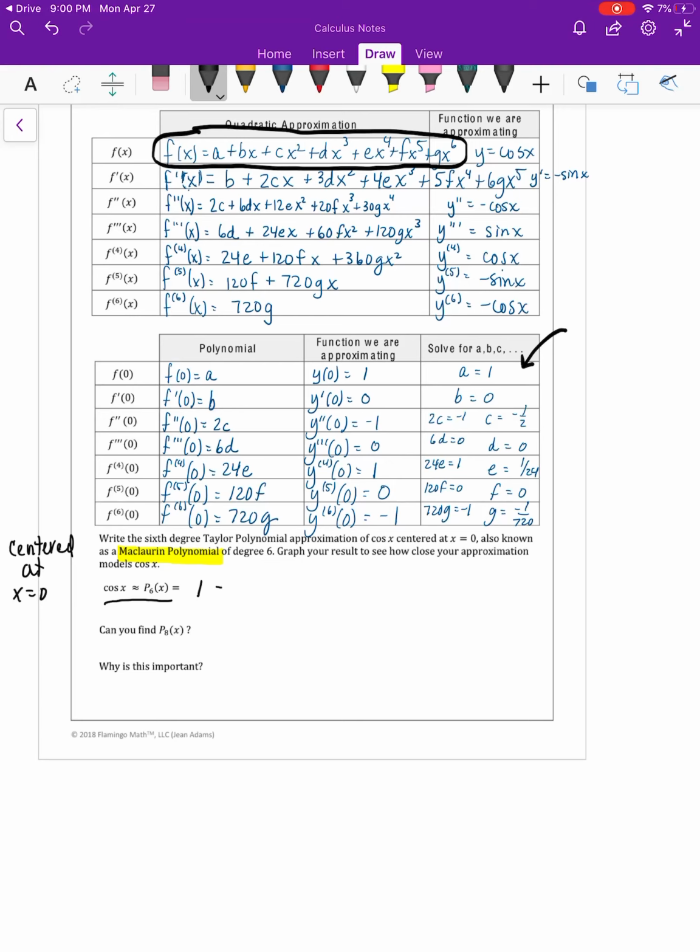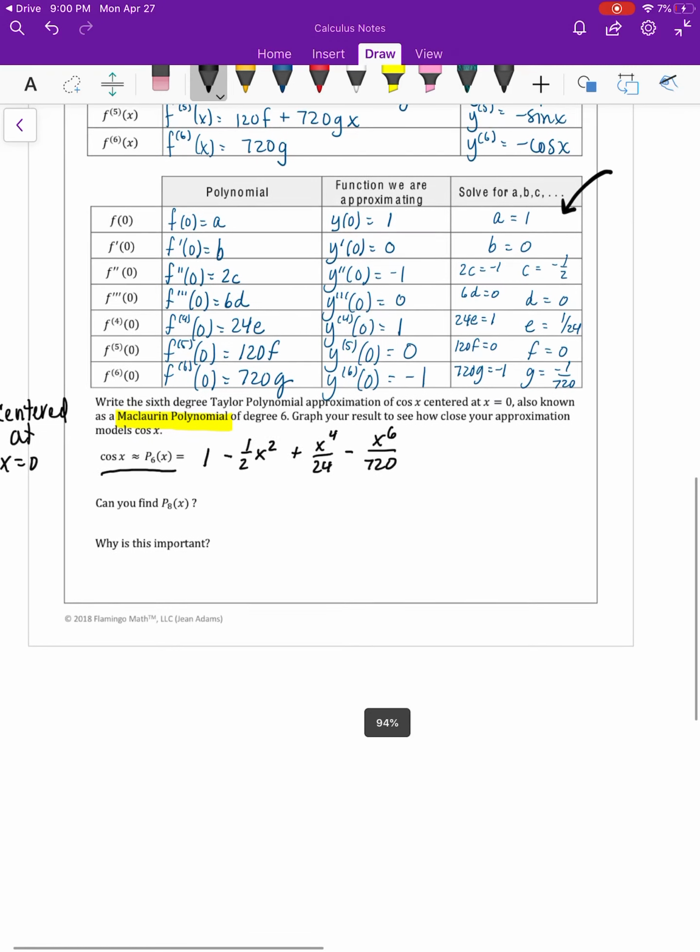Your b is 0, so that one goes away. Your c is negative 1/2, so this is going to be negative 1/2 x squared. Your d is 0, so that goes away. Your e is 1/24, so this is going to be plus x to the 4th over 24. And then your f is 0, so that goes away. Your g is going to be negative 1 over 720, so this is going to be x to the 6th over 720, and then, of course, negative in front of that.